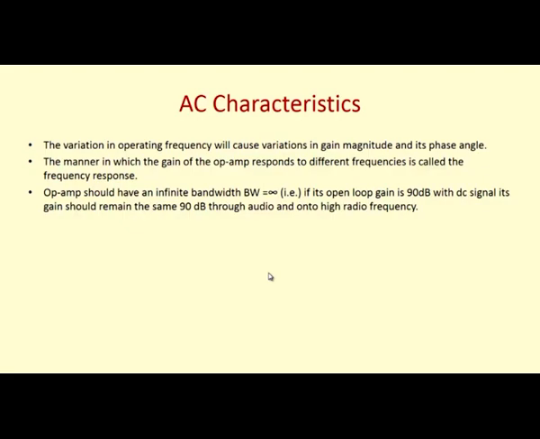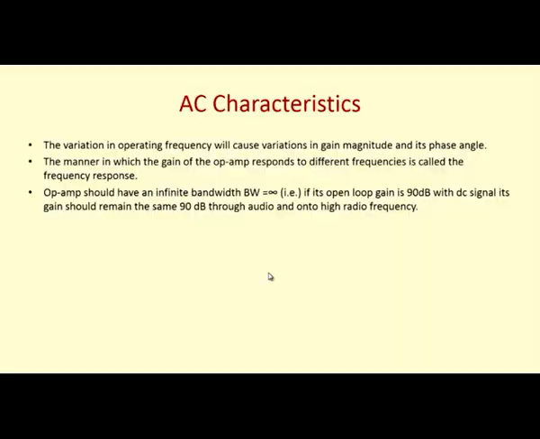Here, if the signal is DC, the gain is, suppose, 90 dB, and if the signal is AC, the gain is reduced. Actually, it has to be constant for any signal. If the gain is 90 dB, then for a DC signal or an AC signal, it has to be constant, but it is not so. For an AC signal, the gain is reduced at the rate of minus 20 dB per decade for a single capacitance. So, what is the reason behind this reducing gain?